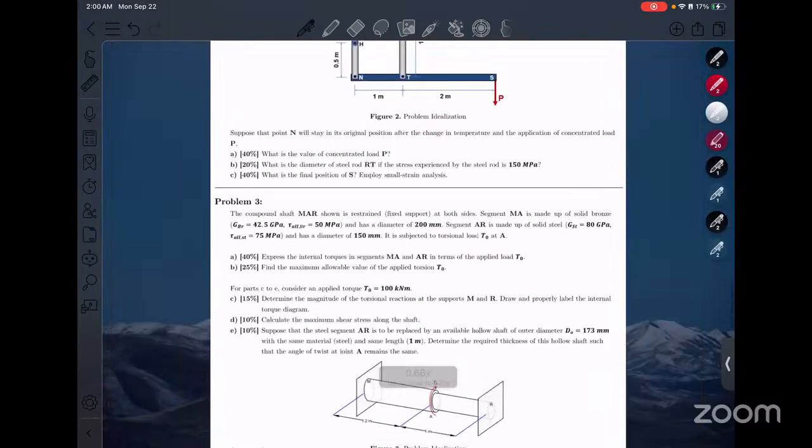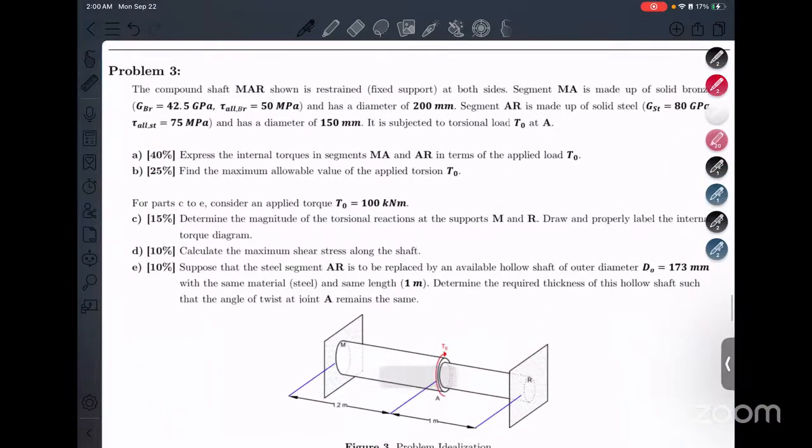Now we have a different thing. Consider an applied torque equals 100 kilonewton meters. Determine the magnitude of the torsional reactions at the supports M and R. Draw and properly label the internal torque diagram. So, torsional reactions.